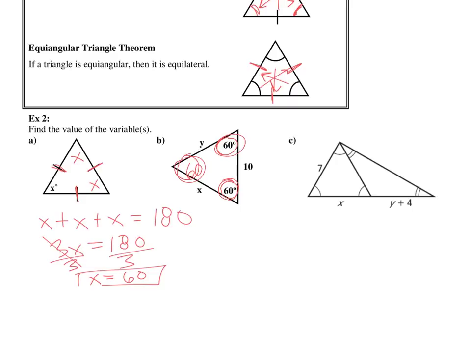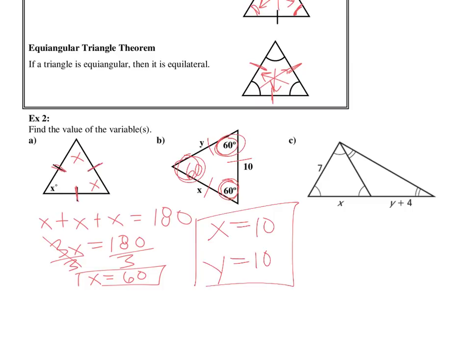All right, since they're all the same, that means I'm working with an equiangular triangle, and that means it's also equilateral. So all the sides have the same length. All right, it's easy as that. Done. All right, for part C, I have an isosceles triangle and an equiangular triangle.